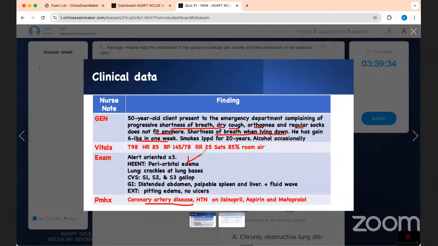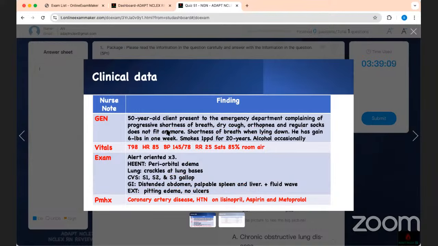Periorbital edema does not make sense. Crackles does not make sense. S3 gallop should not be there, right? You cannot palpate somebody's liver. You shouldn't have fluid wave. And then you should not have pedal edema. Something is wrong with this individual. And that is why you should focus on it.